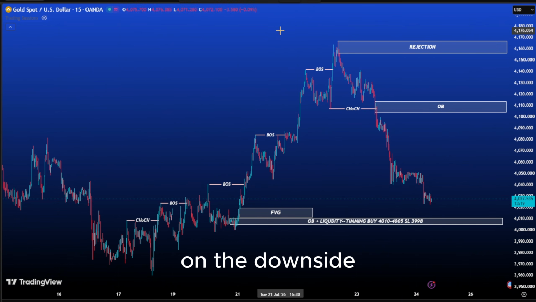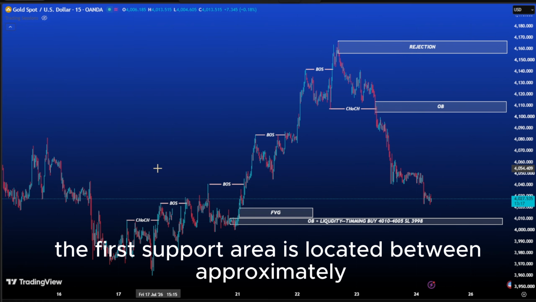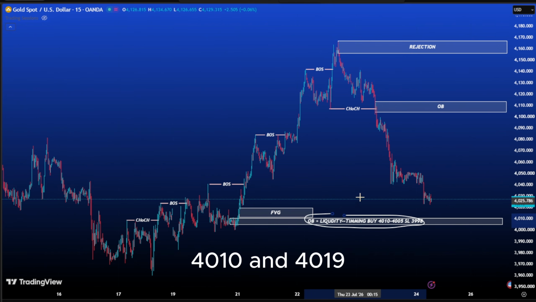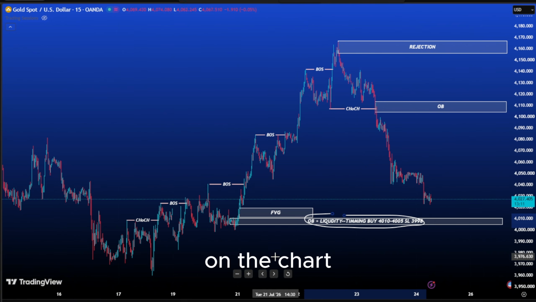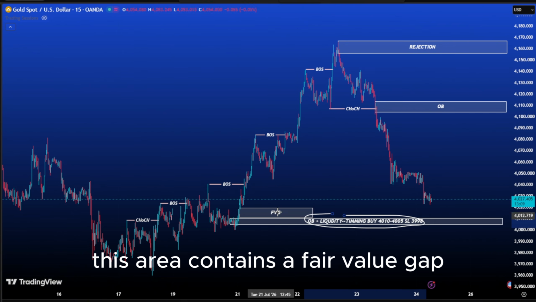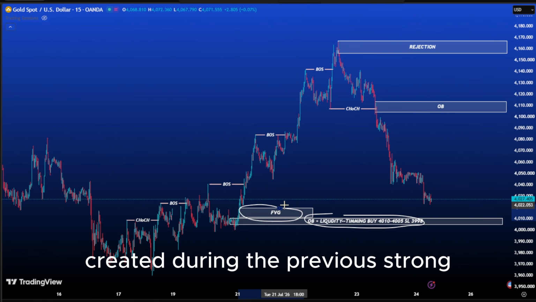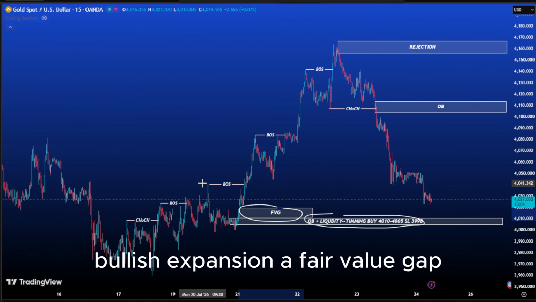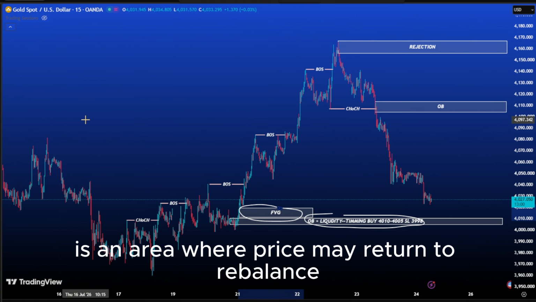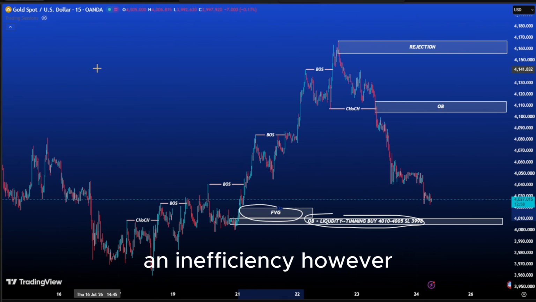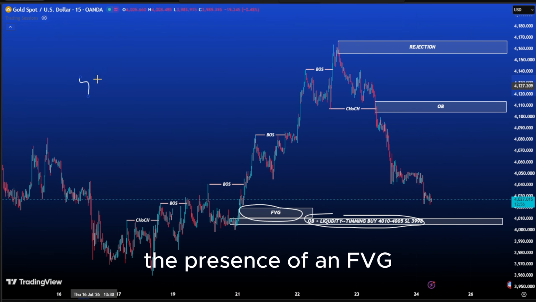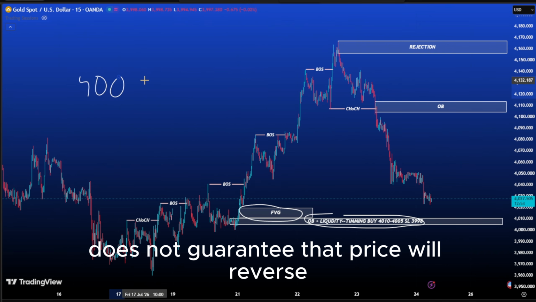On the downside, the first support area is located between approximately 4010 and 4019. On the chart, this area contains a fair value gap created during the previous strong bullish expansion. A fair value gap is an area where price may return to rebalance an inefficiency. However, the presence of an FVG does not guarantee that price will reverse.